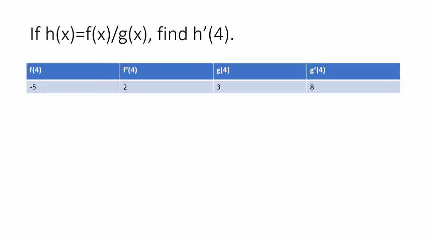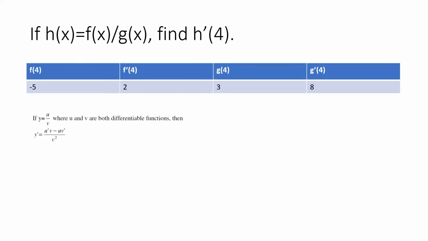Let's try a similar problem. But in this case, h of x is defined as f of x divided by g of x. We're trying to find the derivative at 4. We're going to use the quotient rule. So the quotient rule is the derivative of the top times the bottom minus the top times the derivative of the bottom, all over the bottom squared.